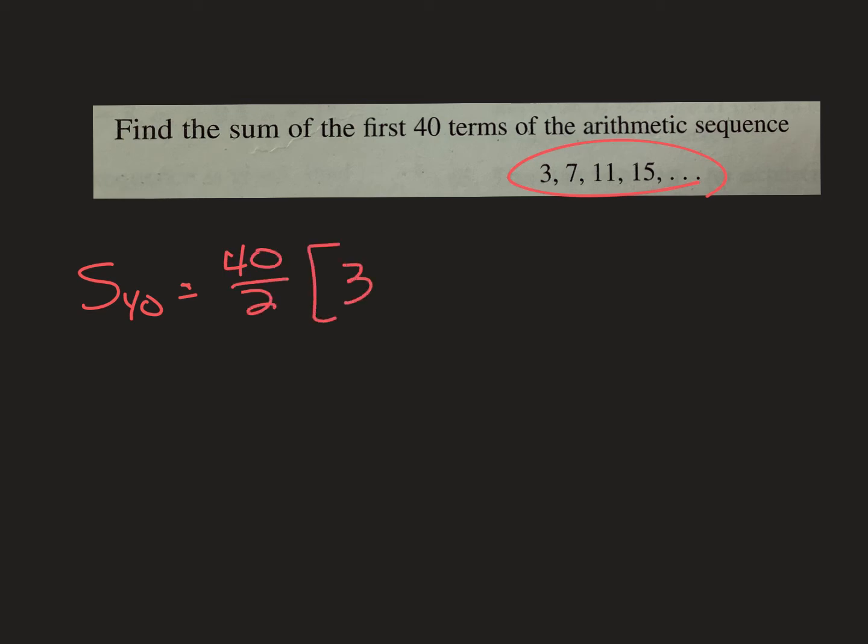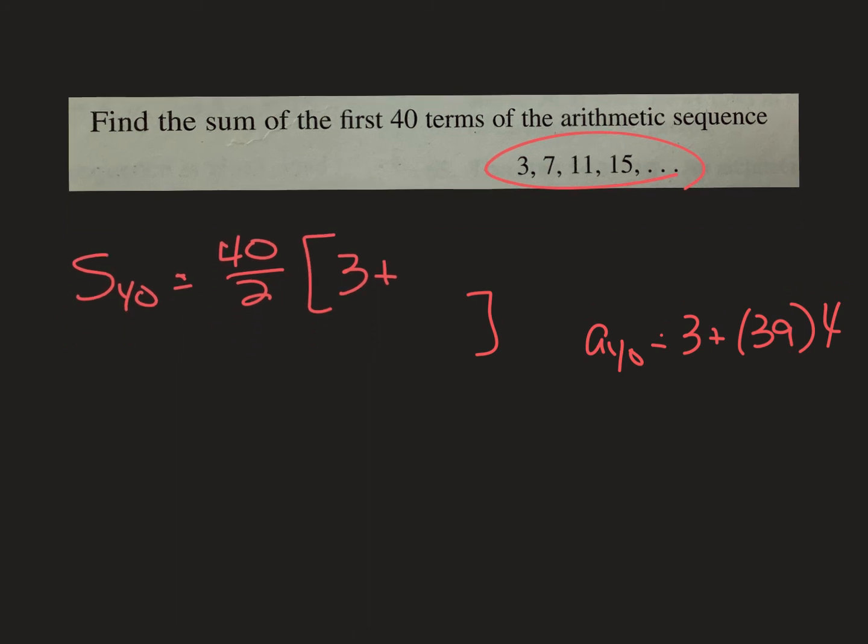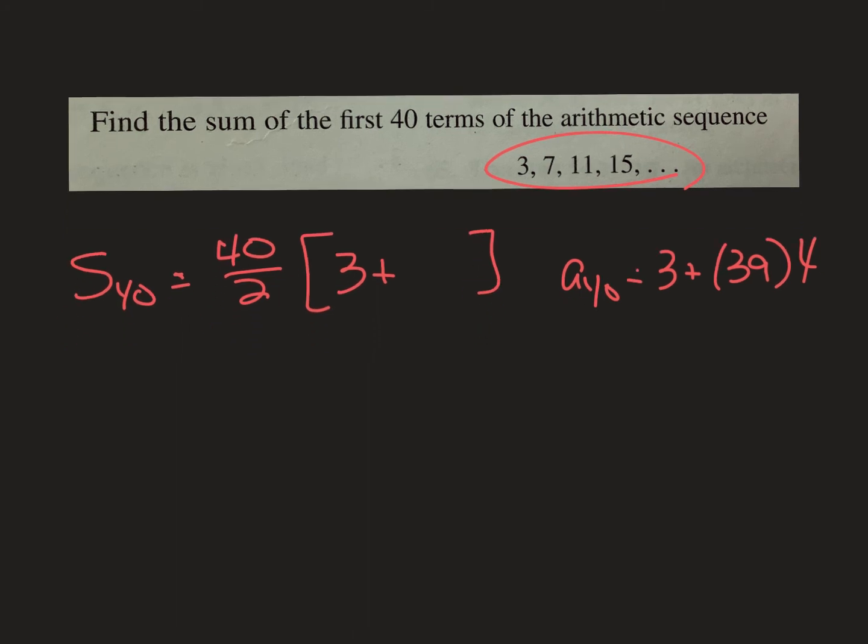Times 3 plus, now what I don't know here is what the last term is, what the 40th term is. And because I don't know it, I'm going to come over to the side and say, what's the 40th term? Well, the 40th term is the first term plus n minus 1, which is 39, times d. And you can tell d right there by looking is 4. So, sorry about all that. So I'm just going to work that out.